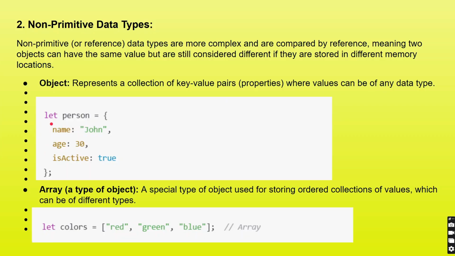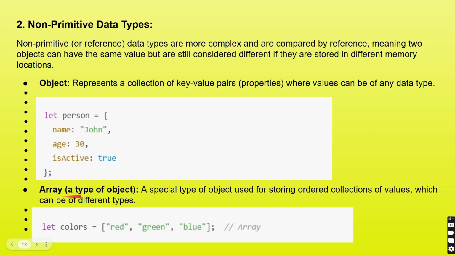Here we have let person, the object name, with properties: name assigned with John, age assigned with 30, and isActive assigned with true. So this is a string, this is an integer, and this is a boolean data type.